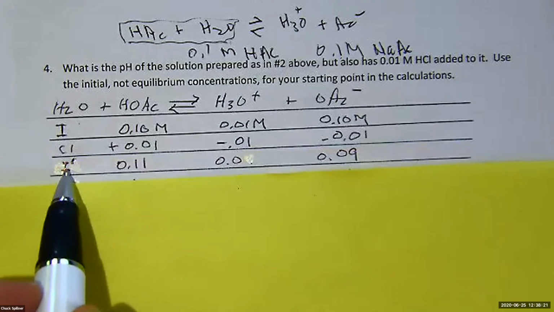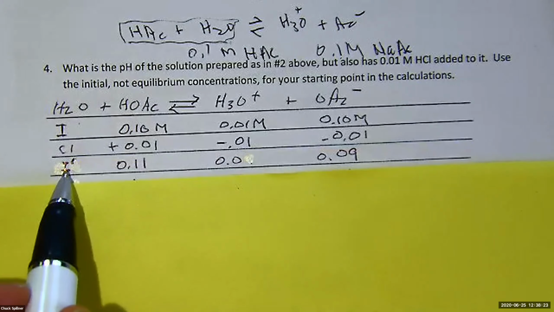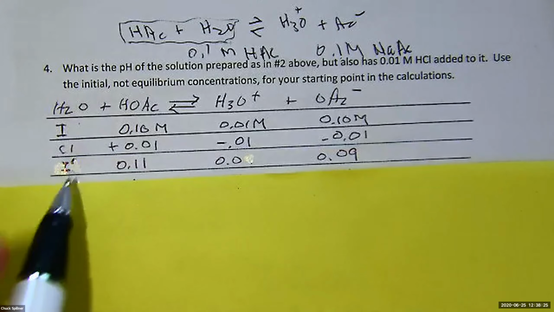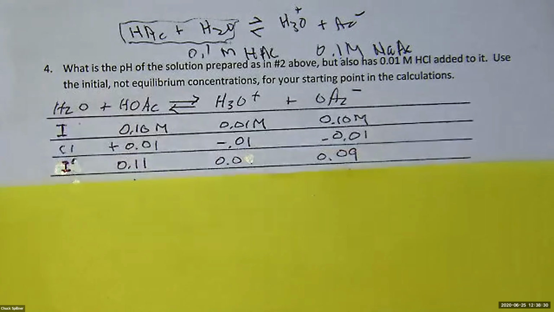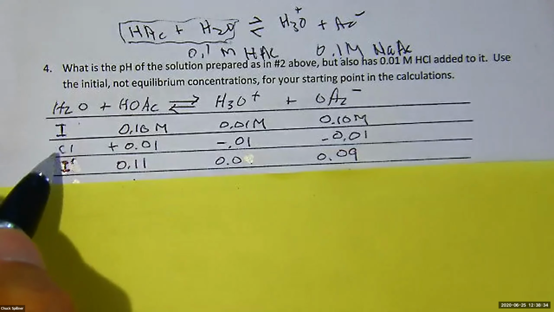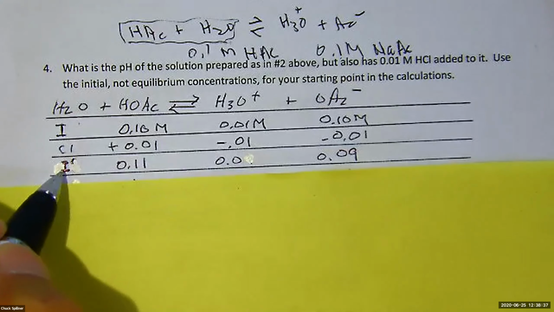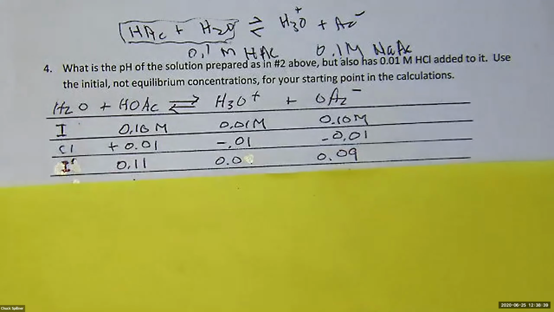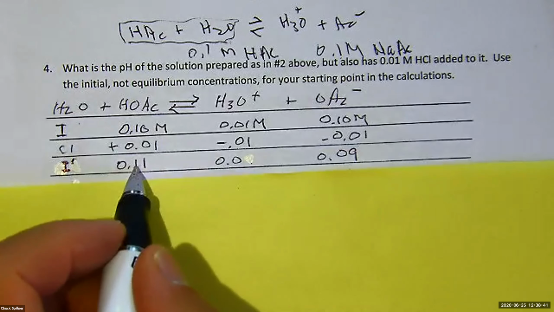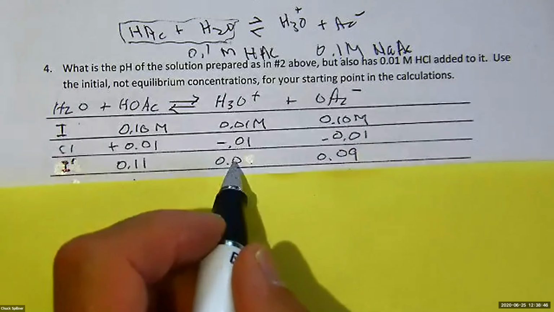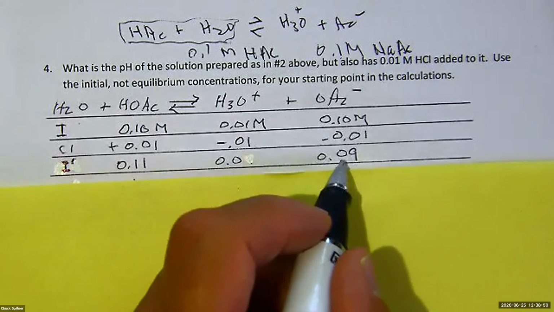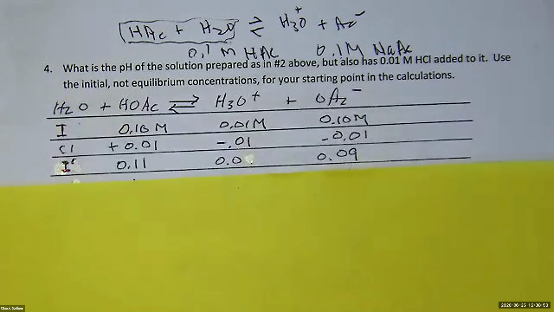So then we have a new initial concentration situation. I call that I prime. This is a modified table here. This is a big ice table: I, C1, I prime, C2. So we have a new initial concentration: 0.11 molar acetic acid, 0 H3O plus hydronium ion, and 0.09 molar acetate ion.